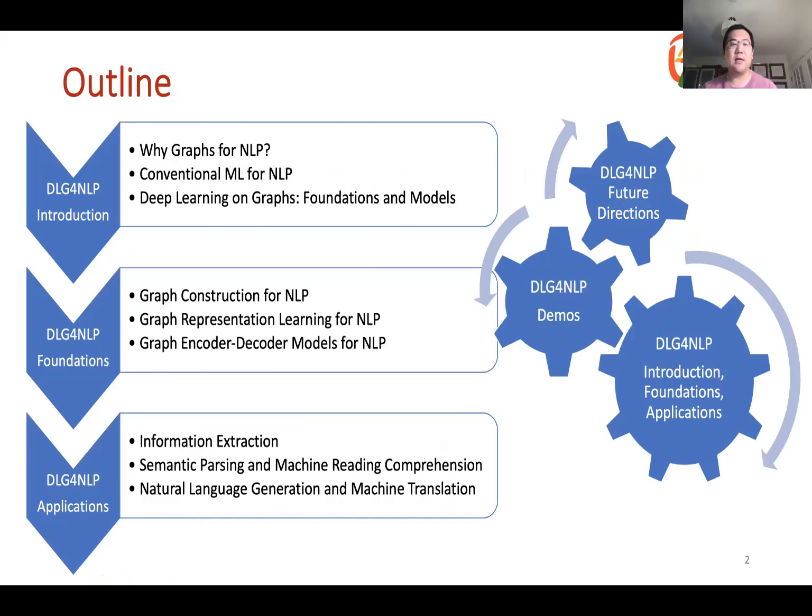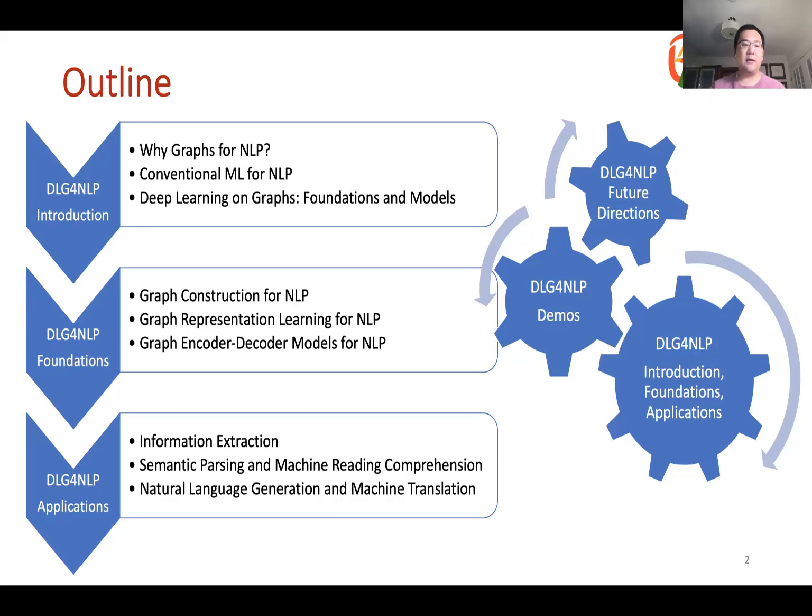So first, let's take a look at the outline of our DLG4NLP tutorial. There are three key components. First, we will introduce DLG4NLP, the basic stuff. For example, why is the graph very important for the NLP community, and what are the conventional machine learning methods that have been used for NLP in the last 2 decades? With the rise of deep learning, what is the current modern technique? For example, deep learning on graph, foundations and the various models that we have been using so far.